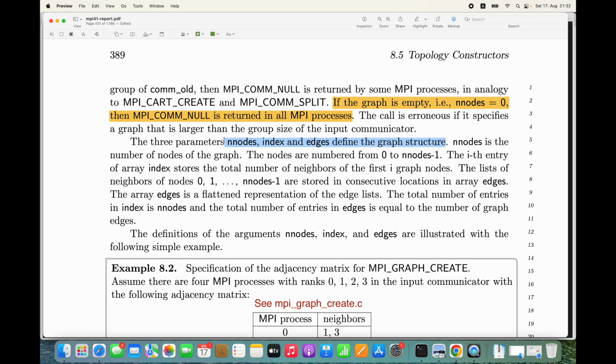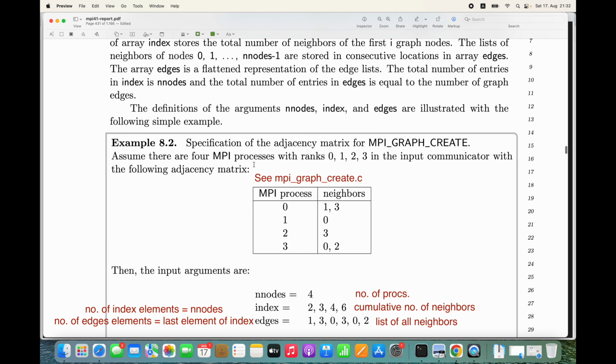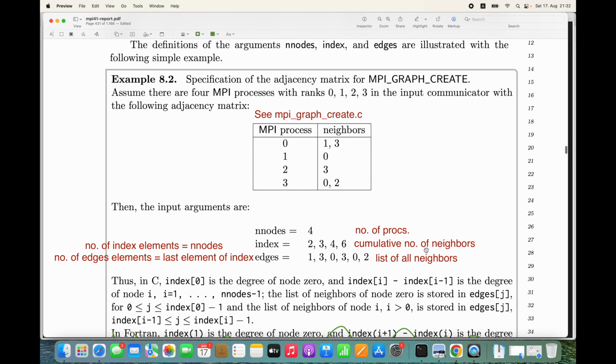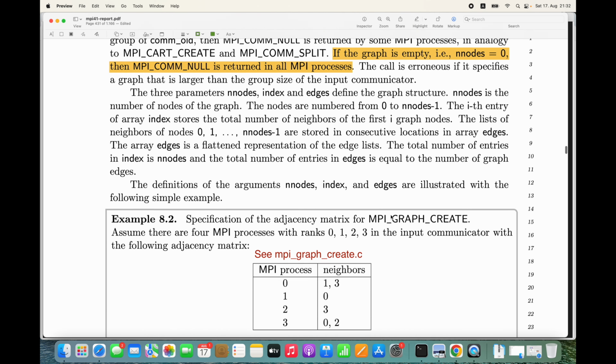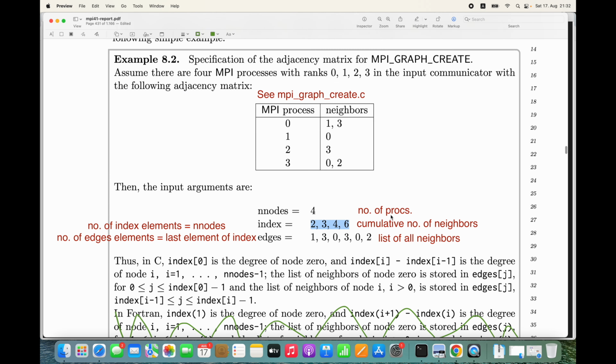So in order to define that graph structure, you need these 3 parameters: nnodes, which is the number of processes that you have; index, which is sort of a cumulative number of neighbors that you have. That's the real meaning of index. And edges is basically a list of all neighbors you're going to have. So we're going to talk about that.